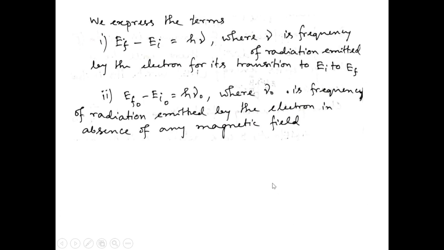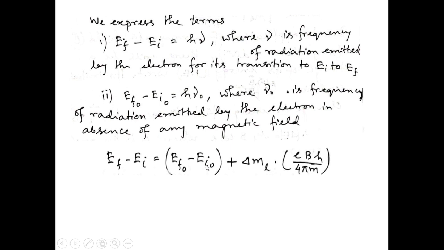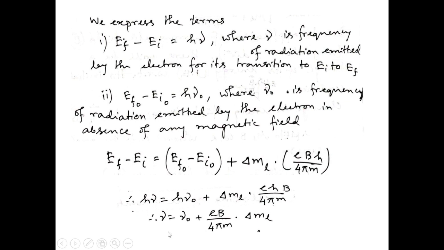So we can express EF minus EI as h nu, and EF naught minus EI naught as h nu naught, where nu is the frequency of radiation emitted by the electron for its transition from EI to EF, and nu naught is the frequency in the absence of the magnetic field. So finally, from this expression we can arrange the terms as nu equals nu naught plus eB by 4 pi m into delta ml.